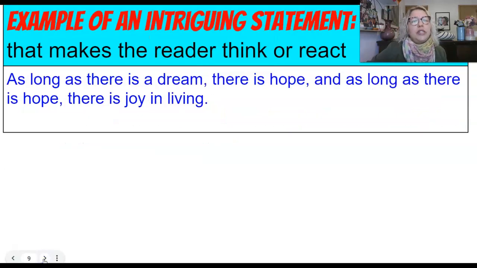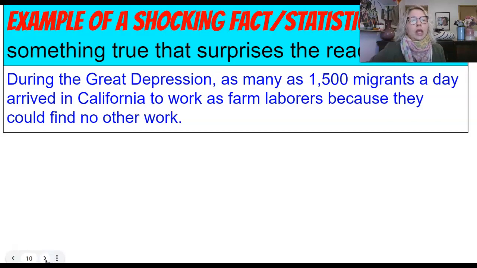Here's an example of an intriguing statement. As long as there is a dream, there is hope. And as long as there is hope, there is joy in living. I found that online also by Googling interesting statements about dreams. And this was in a GIF that I found, and I could not find who said it originally. So it's an intriguing statement. It's not a quote because I don't have a person who said it.